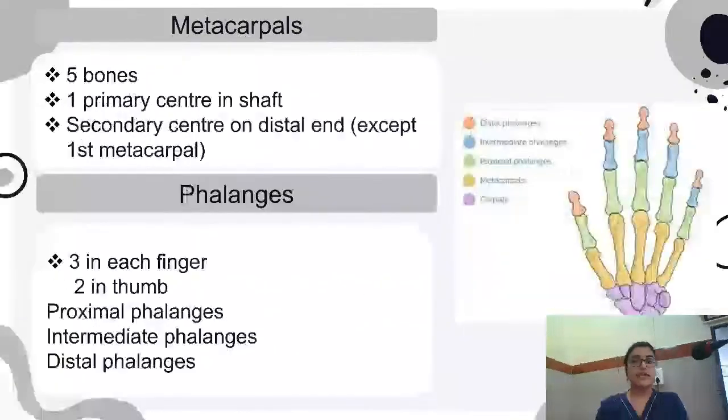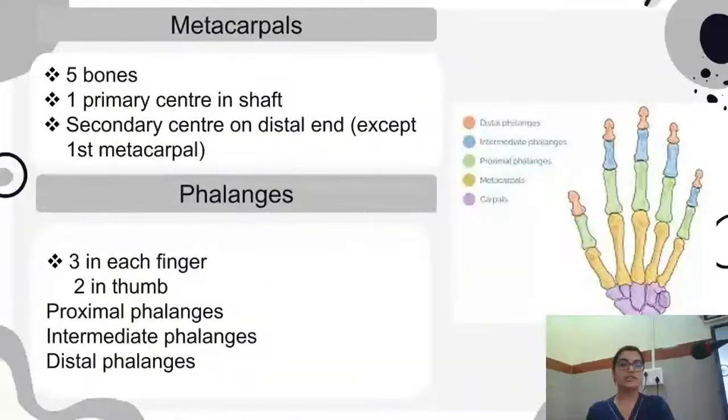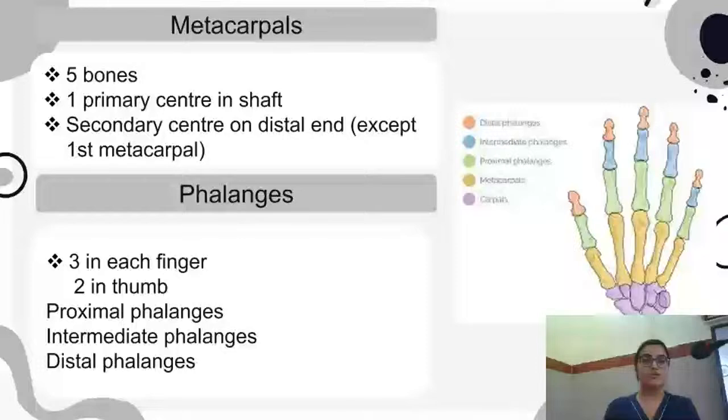Coming to metacarpals, these are 5 bones, and they have one primary ossification center in the shaft, and a secondary center is present at the distal end. Then there are phalanges, which are 3 in each finger and 2 in the thumb. These are again arranged in 3 rows: proximal phalanges, intermediate phalanges, and distal phalanges.